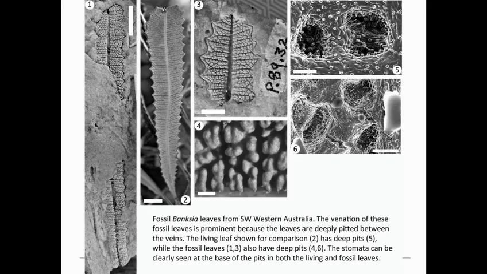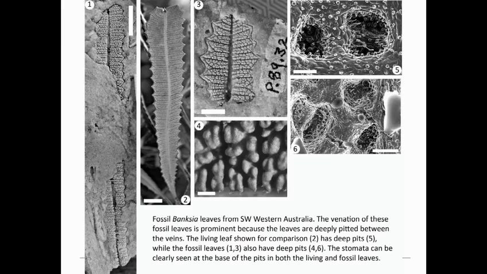And somewhat remarkably for fossils of that type, if you look at figure 6, you can see under a scanning electron microscope inside those indentations, and the stomates are down inside those sunken areas. A living Banksia leaf is shown immediately above, and a plant will only do that if it is growing in arid conditions.